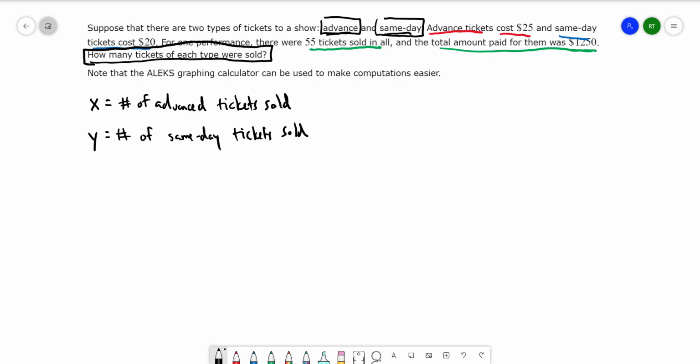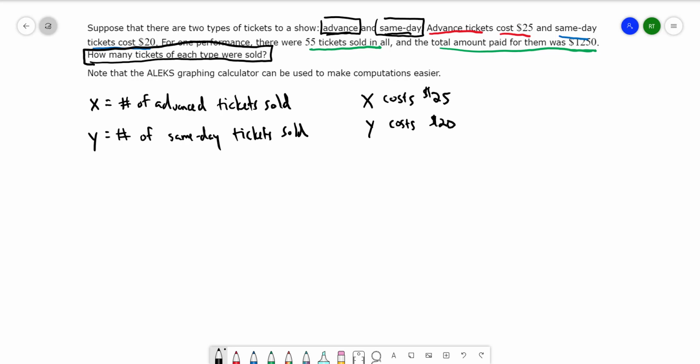Alright, let's take some additional notes now. It says here that advance tickets cost $25. Don't forget, I'm letting advance tickets be represented by the letter X. So X costs $25. X really means number of advance tickets sold, I just don't want to keep writing it, so X is much faster. And then the other one is Y. Same day tickets cost $20, so same day tickets, represented by Y, cost $20.